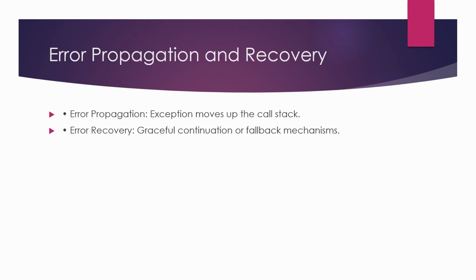Error propagation refers to how an exception moves up the call stack when it is not caught at the current level. It continues to propagate until it is either caught or reaches the top of the stack, causing the program to terminate. Error recovery is a mechanism through which the program can continue running after an error. This can involve retrying operations, using fallback strategies, or presenting meaningful error messages to the user.